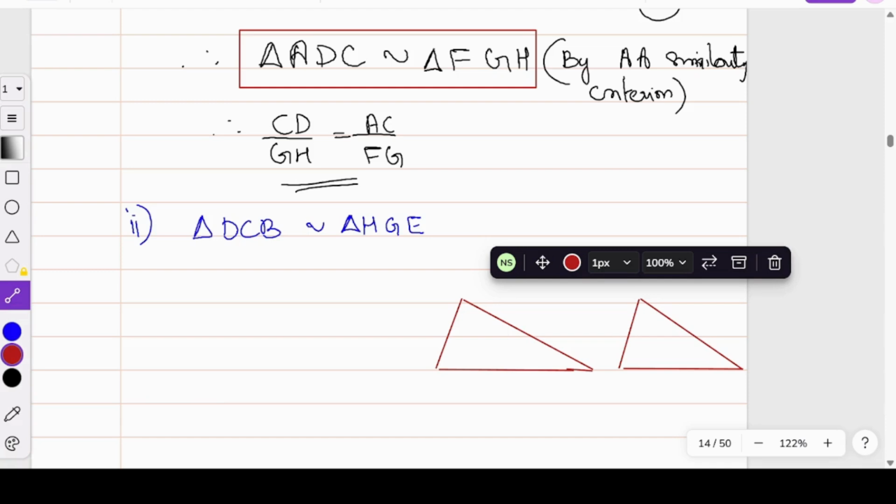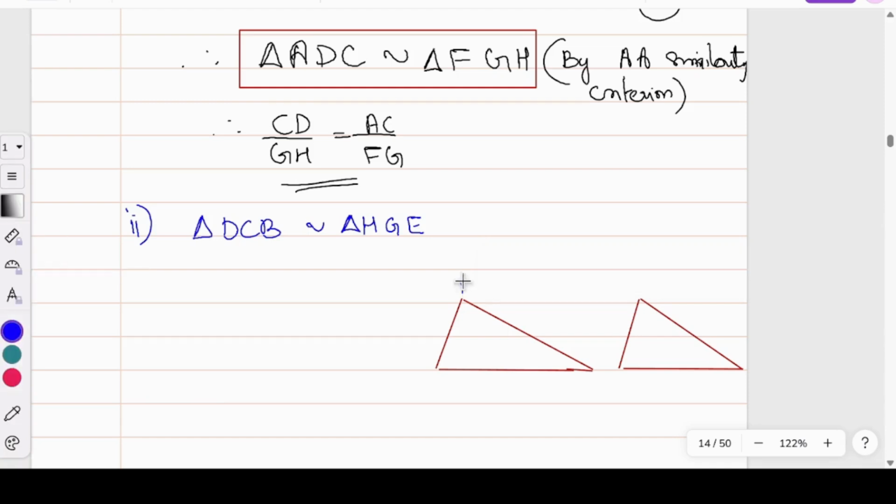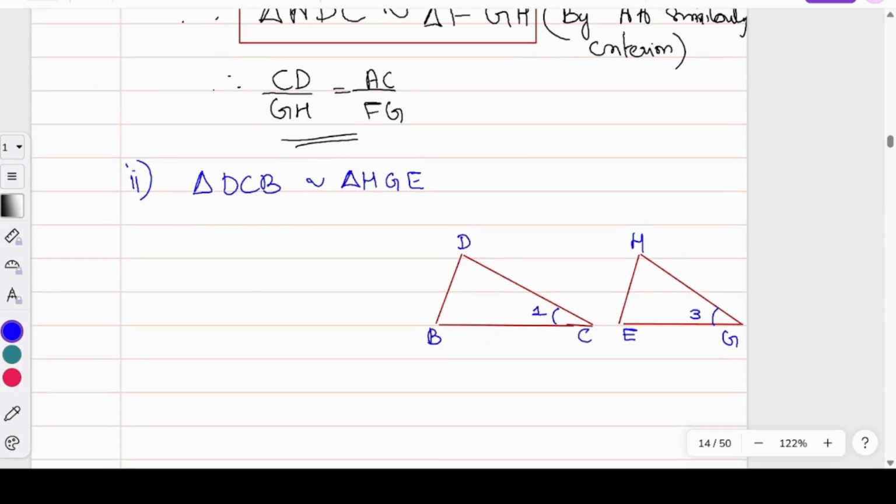Okay. Let me write D, C, B and H, G, E. Clear? Here, this is angle 1 and this is angle 3, right? So here, how can we prove that these two triangles are similar? No, it's very easy because we have already proved that angle 1 equal to angle 2 equal to angle 3 equal to angle 4. This we have already proved, right?